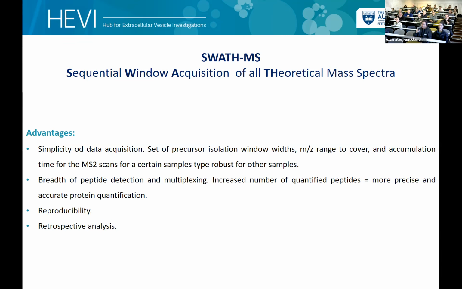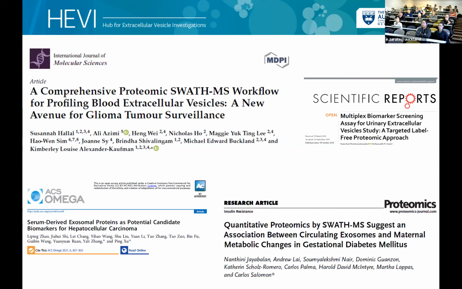And why we think SWATH might be a good fit for extracellular vesicles is because, first of all, most of our samples are complex, especially when they derive from biofluids. We usually rely on accurate and precise quantitative comparison between the study groups, and we are often interested in low abundant proteins present in our samples. And there are some beautiful examples of how this method was already used for different types of vesicles. But today I would like to talk about a couple of our projects.